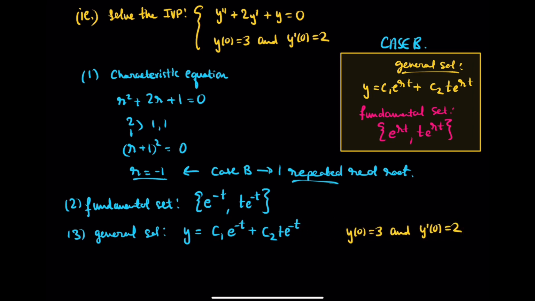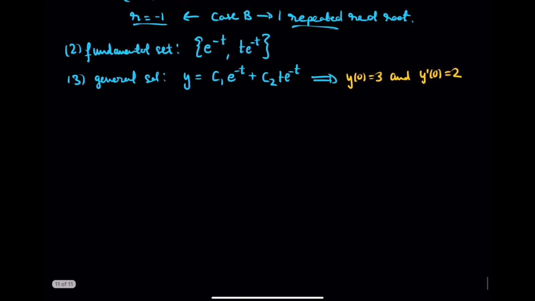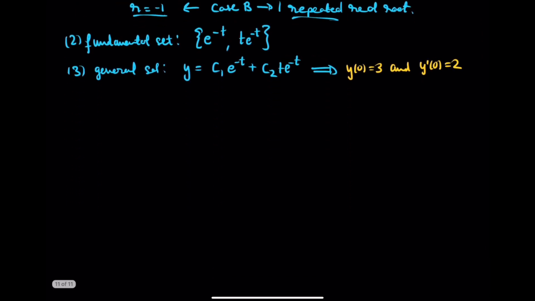Okay, this was your initial value problem. So then let's recall that y equals y(t). So then 3 equals c1, and e to the 0 is just 1, plus c2, and then we have t equals 0. So then c1 literally just equals 3, which is great.